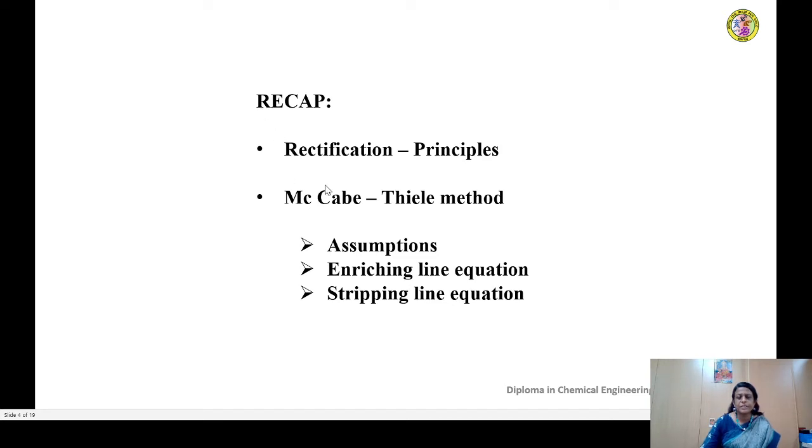So this is what you studied in the previous class. In the previous class we studied about rectification or fractionation, its principles of working, and also how rectification is carried out in tall towers. Then we took up a method called the McCabe-Thiele method that is used for studying the theory of the tray columns, that is the method used for designing the plate columns. So we derived the enriching line equation and the stripping line equation.